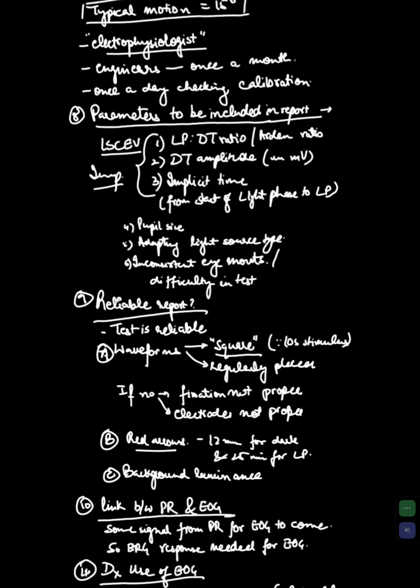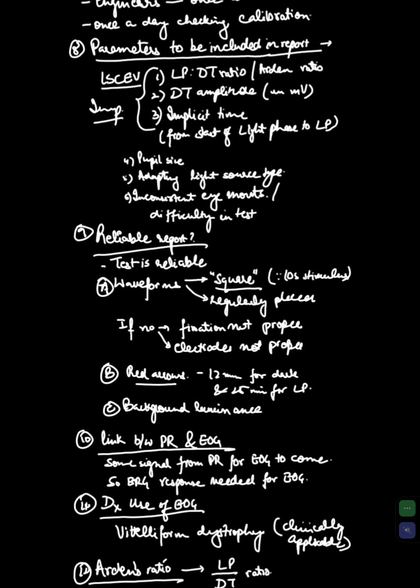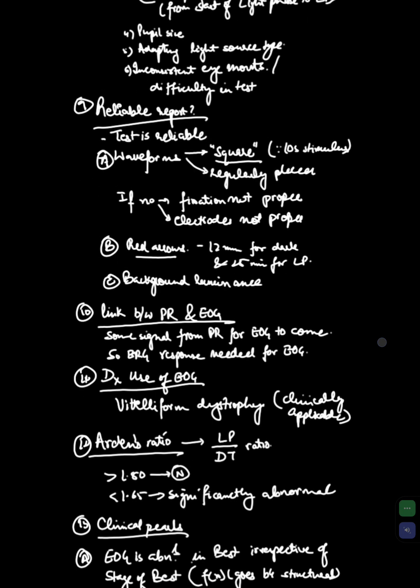What is the link between photoreceptors and EOG? The same signal from the photoreceptors is needed for EOG to come. So ERG response is needed for EOG, because the signal has to come from the photoreceptor to the RPE for EOG to come. ERG has to be positive for EOG to be normal. Diagnostic use of EOG: the diagnostic use is vitelliform dystrophy, where it is clinically applicable.